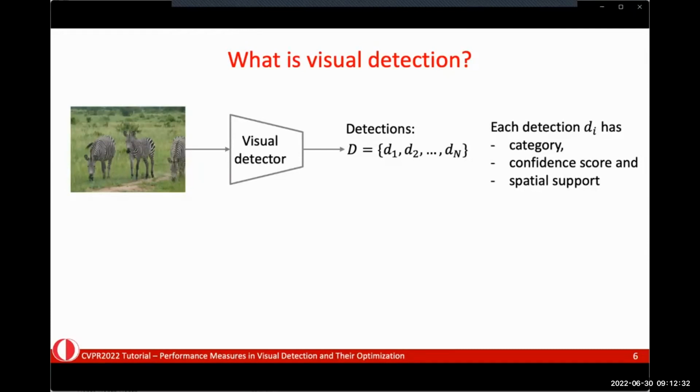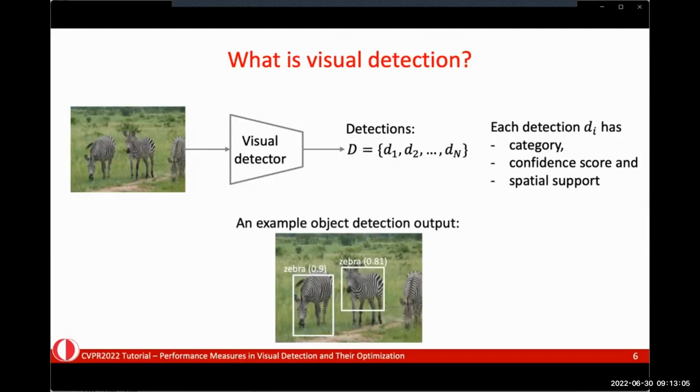The category is obviously a categorical variable which identifies the predicted class for this detection. Confidence score expresses the confidence of the prediction. It is typically a number between 0 and 1. Lastly, the spatial support describes the geometry of the region that is associated with this particular detection. The spatial support can be as simple as a rectangular box, or it can be an arbitrary shaped region.